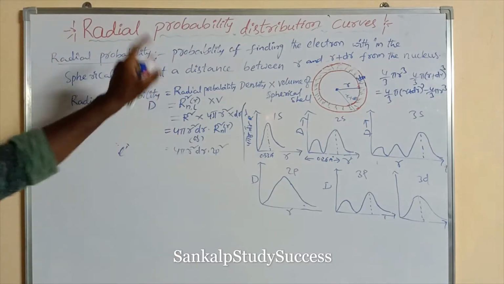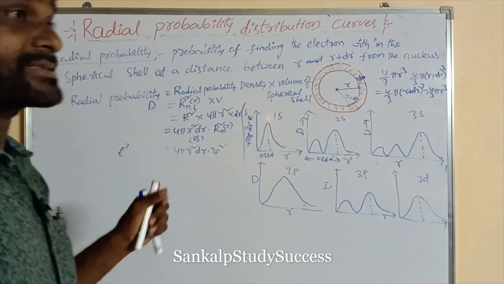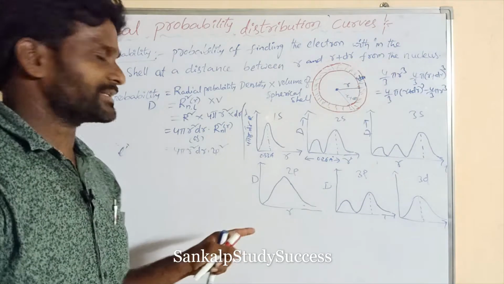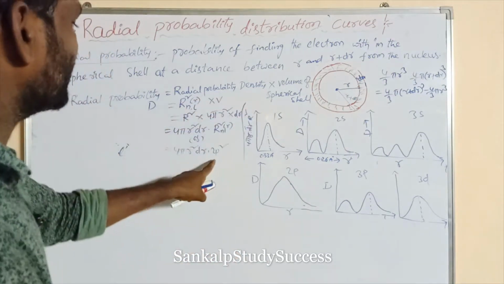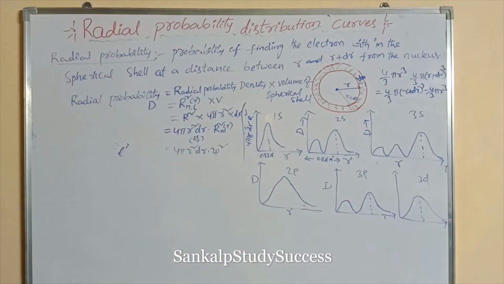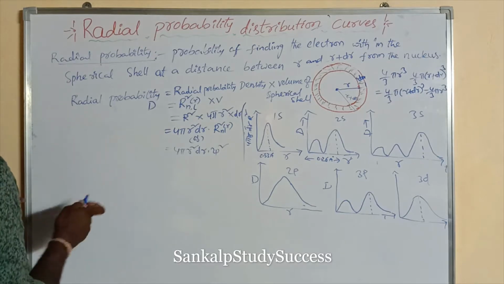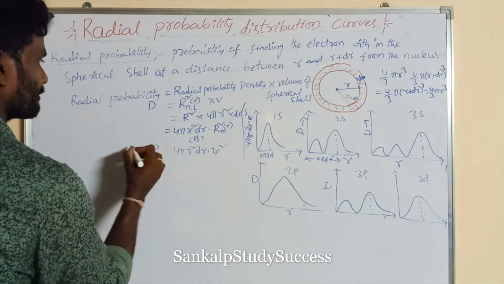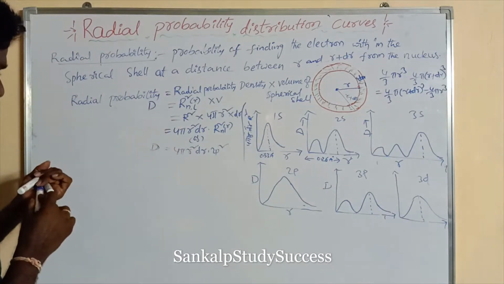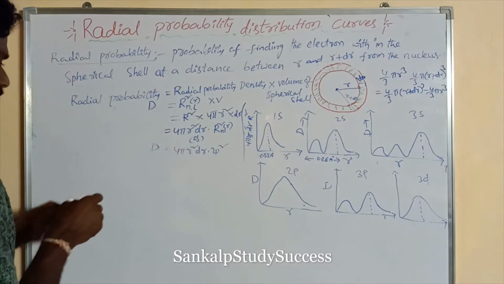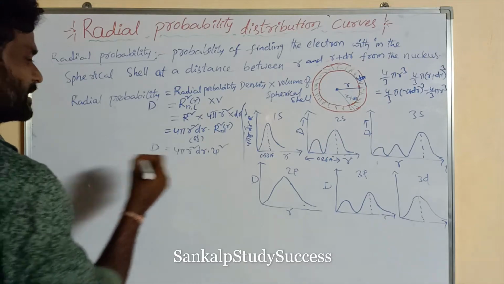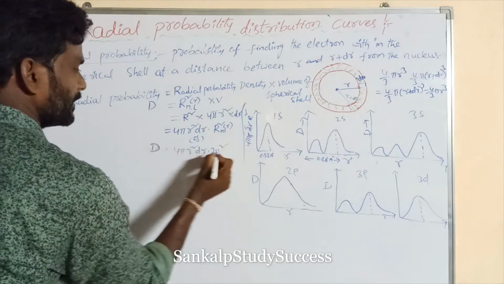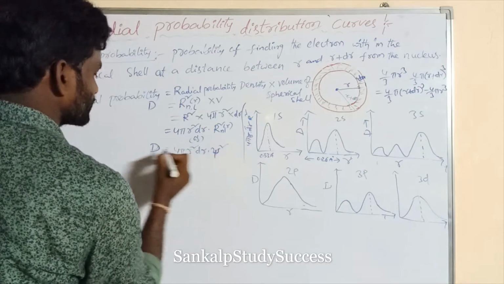Probability of finding an electron around the nucleus is taken as the orbital. That is represented by psi square. That is the radial probability density, psi square or r square. This is the formula of radial probability: D is equal to 4 pi r square dr into psi square.